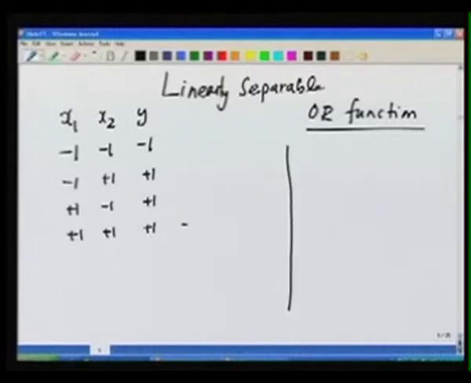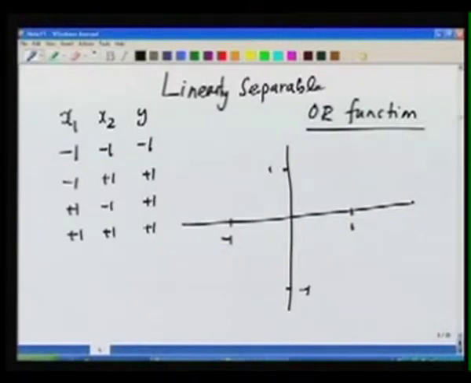Now, let us look at a graphical map of this function. So, here are the axes, with -1 and 1 on each. Obviously, this is your point where the output is -1, and in all other cases, like -1, +1, and +1, -1, you have a plus, and +1, +1 you have a plus.